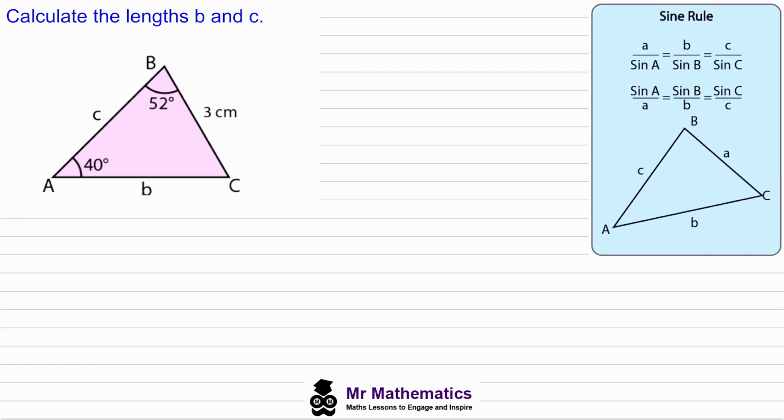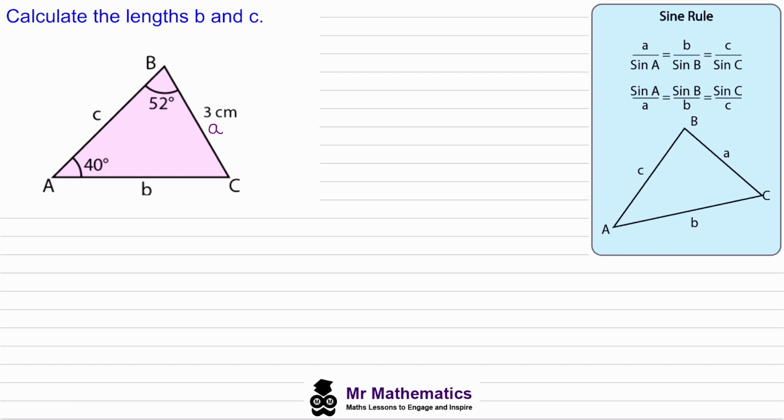The first thing we need to do is label our sides. We can see that this side, the 3 centimeter side, is opposite the angle capital A, so we'll label this side as little a. This side is opposite B, so it's little b, and C is opposite angle C. Because we want to work out a length, we're going to have a length on top. So we're going to use this formula, where the length is the numerator of each fraction.